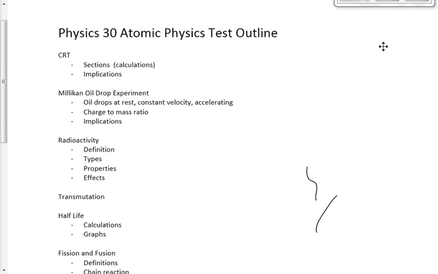Started off the unit about a month ago with the cathode ray tube. And of course, with the cathode ray tube, we talked about J.J. Thomson, his model of the atom that came from that, the plum pudding model of the atom. The atom consists of a sea of positive charge with a bunch of little negative electrons floating around inside it. Well, where do we get this electron that floats around inside this sea of positive charge?